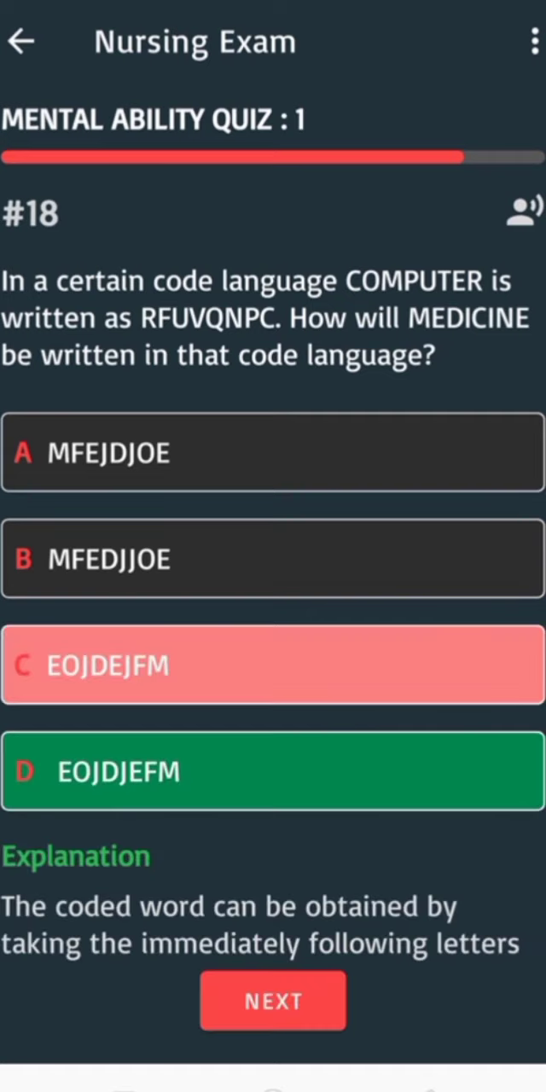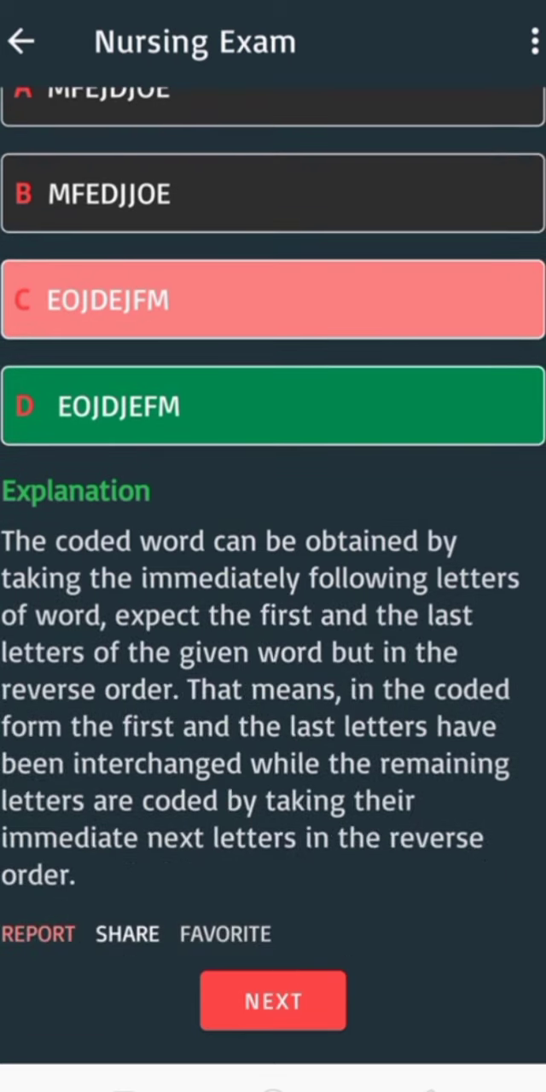No, correct answer is D. The coded word can be obtained by taking the immediately following letters of the word, except the first and the last letters of the given word, but in the reverse order. That means, in the coded form the first and the last letters have been interchanged while the remaining letters are coded by taking their immediate next letters in the reverse order.